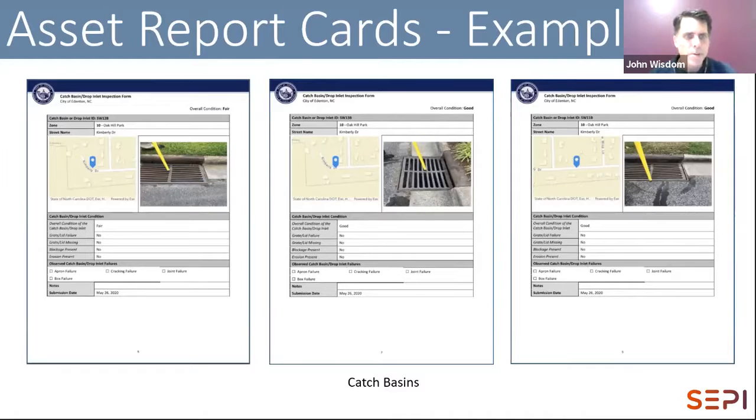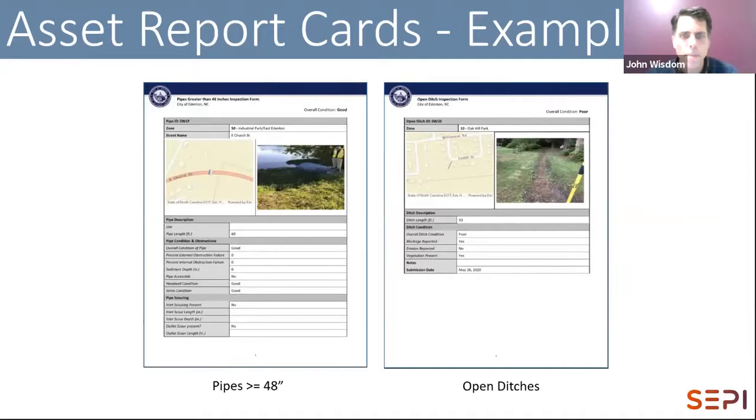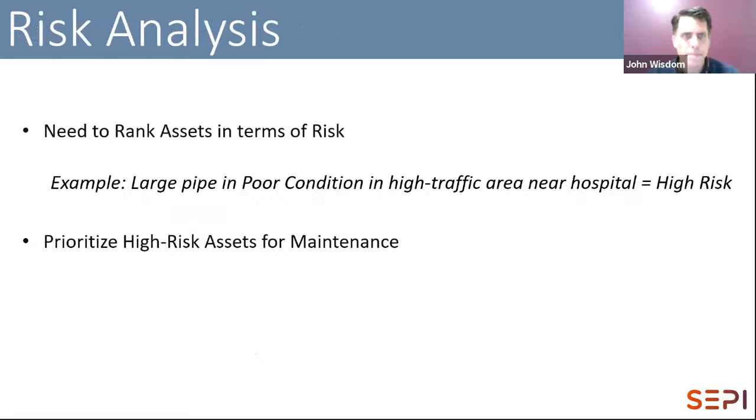Some catch basin examples. All the reports were generated in sequential order as you go down a street. So it makes it really convenient for the folks when they go out in the field to just walk down the street, flip a page, go to the next one. So it's very convenient. Some more examples for pipes and ditches. So that's all good for an idea of the current asset situation.